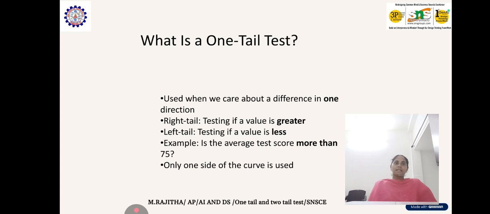The advantage is that it can be more powerful in detecting a specific effect, but the disadvantage is that it cannot detect effect in the opposite direction. If the actual result is in the unexpected direction, a one-tailed test might fail to detect it.